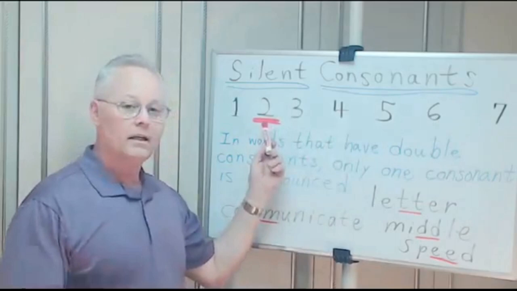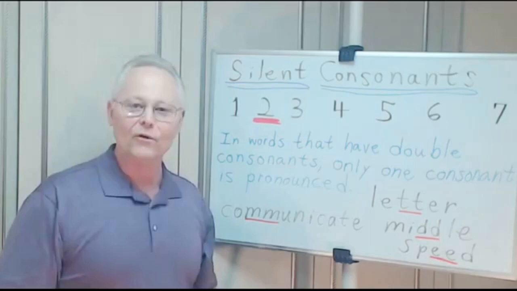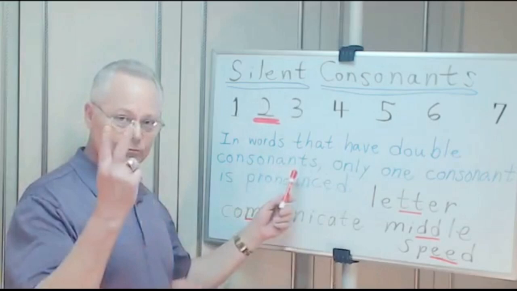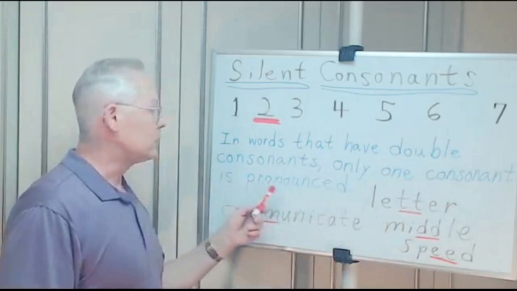We're on the second video regarding silent consonants. In the previous video, we talked about KN, two consonants. K is silent when it comes before N. This one, the topic is words that have double consonants, two of the same, DD, MM, whatever, only one consonant is pronounced.